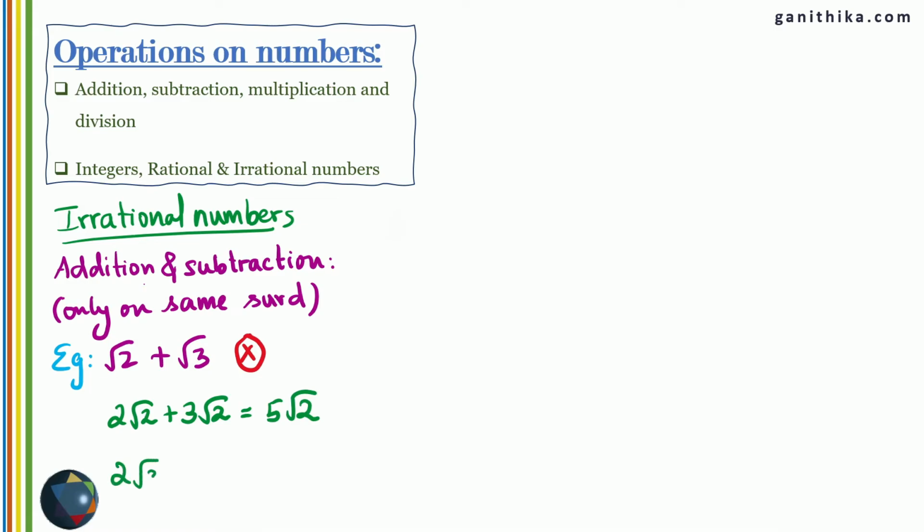The same thing goes for subtraction as well. 2 square root of 3 minus 3 square root of 3. The surd is the square root of 3 here. So subtracting them, 2 minus 3 is minus 1. Therefore, 2 square root of 3 minus 3 square root of 3 should be equal to negative square root of 3. So this is subtraction of irrational numbers.